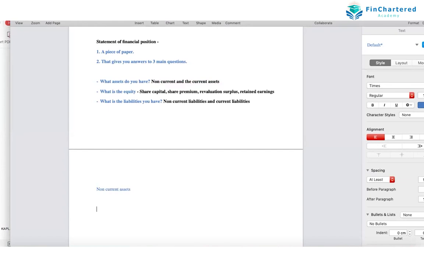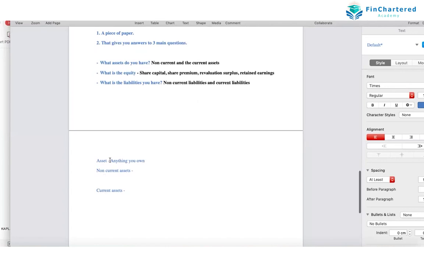Now, with that, I will explain to you what are non-current assets and current assets. Again, we're going right from the basics and we're making sure that your understanding for FR is very, very strong. So, what is an asset, first of all? An asset is anything you own. For example, your property is an asset. Something you own, it is a resource. An asset is an economic resource.